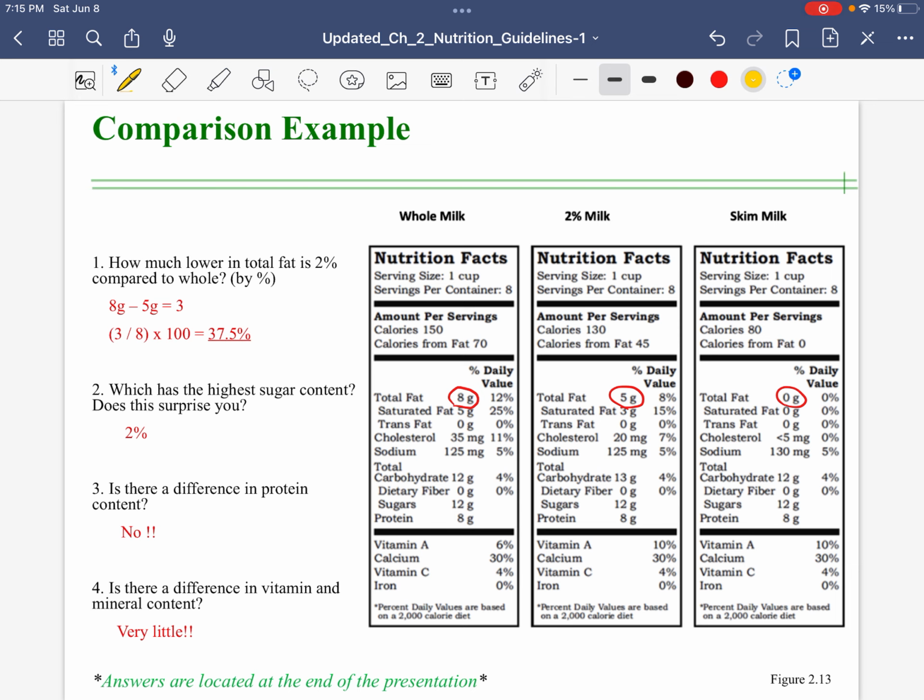Which has the highest sugar content? Carbohydrate? 2%. Sometimes when they strip away some of the fat, they actually add some sugar. That's going to be a theme that you'll see in these foods. When they reduce the fat, a lot of times they add more sugar. Here it's 1 gram, not a big deal. But look at some of the other like healthy bars or that LA Light thing. When they take fat away, they add sugar so it'll still taste good.